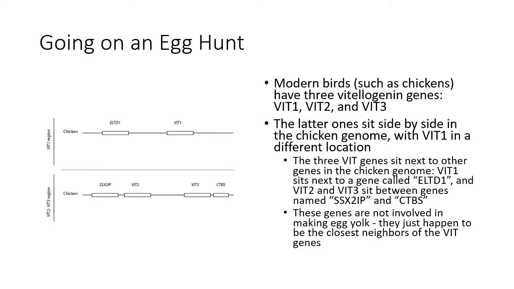So an interesting thing, of course, is this particular study or example looking at the vitellogenin gene. So chickens have 3 particular vitellogenin genes: vitellogenin 1, vitellogenin 2, and vitellogenin 3. And then there are some neighboring genes that aren't involved in making egg yolk. They just so happen to be the closest neighbors. There's nothing in particular special about them relevant to making eggs. They're just the closest neighbors.